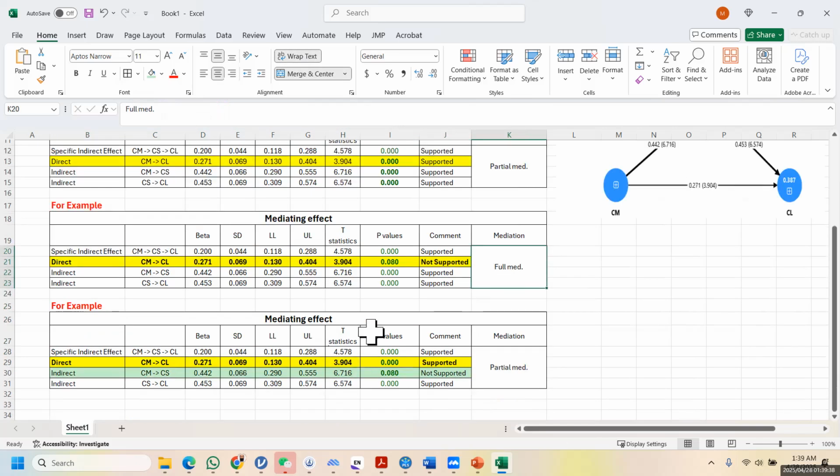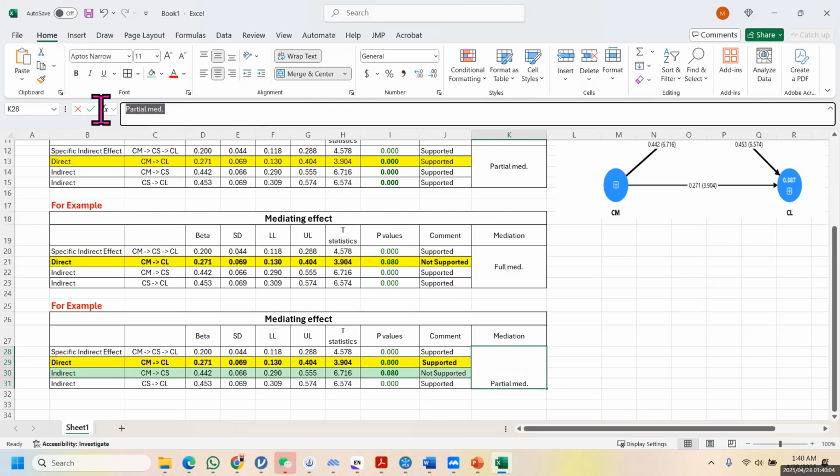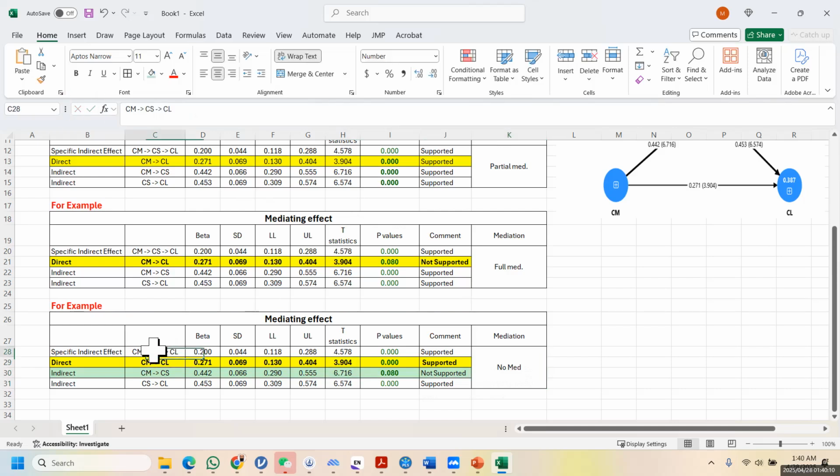For example, if the direct effect is significant, but any one of the indirect effects is not significant, that means the P value is greater than 0.05, that means it is not significant. Here there is no mediation. If this occurs, the specific indirect effect is also non-significant, and it is not supported.